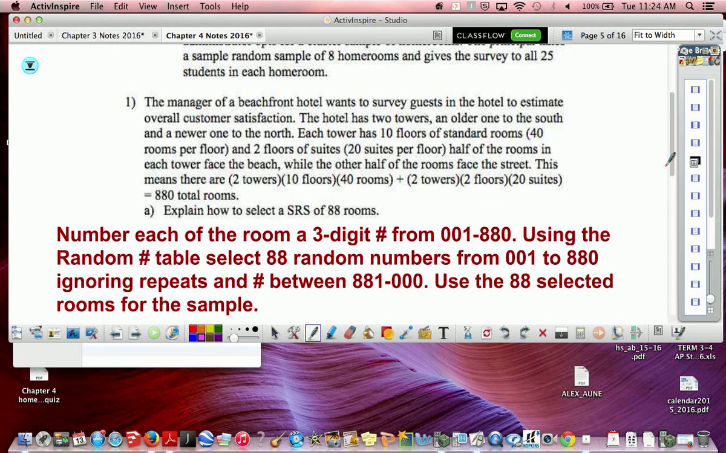Now, we're not going to ask you to do this. I would not ask you to determine which 88 rooms out of the 880 were actually sampled. That would just be so mean and crazy.